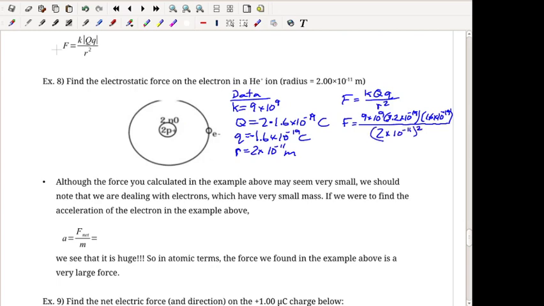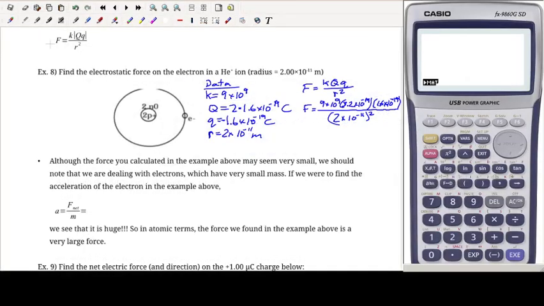all squared. Let me pull out my handy dandy calculator. So 9E9 times 3.2E negative 19 times 1.6E negative 19 divided by, I'm going to put this in parentheses because I'm going to square it, 2E negative 11 close parentheses squared. And that gives me a force, a pretty small force I might say, of 1.15 times 10 to the minus 6 newtons.